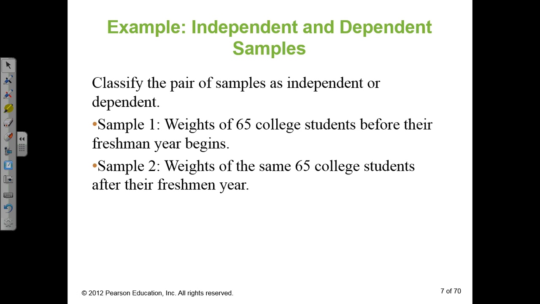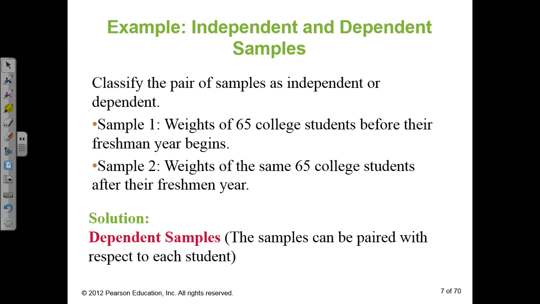So let's try this. If we have weights of 65 college students before their freshman year and weights of the same 65 college students after their freshman year, these two samples are definitely paired, because person 1 in sample 1 is the exact same person as person 1 in sample 2. Thus, these two samples are dependent, also known as paired.